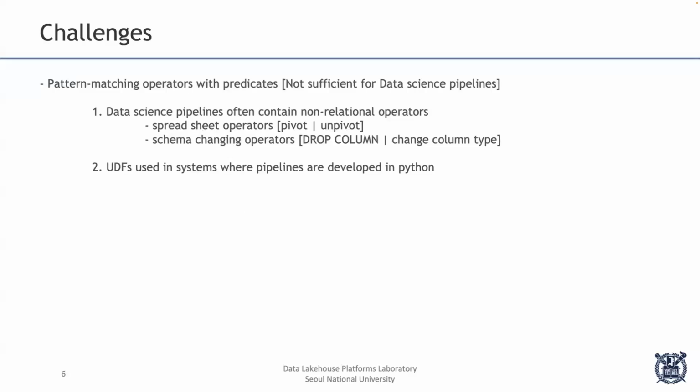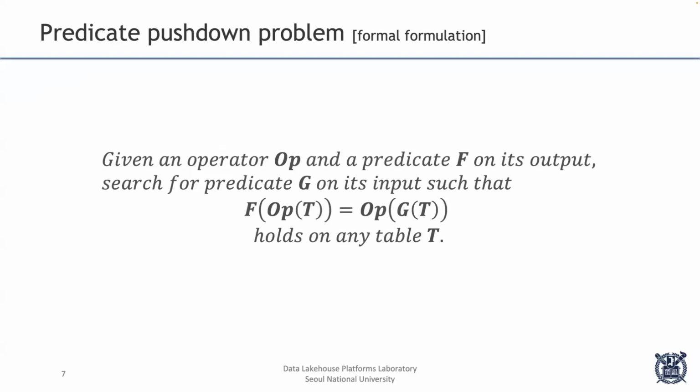Before we start a case study example, I'm going to formally define the predicate pushdown problem as follows. Given an operator OP, which for our previous example is an aggregation on max revenue, and a predicate F on its output, where F is the filter predicate, for example, having max revenue more than 1,000, we want to search for a predicate G on the input, such that applying the operator and then the filter F is the same as applying G and then the operator. So this is a filter on the output of the operator, and this is a filter on the input of the operator. We end up filtering the data before performing the aggregation or the group by.